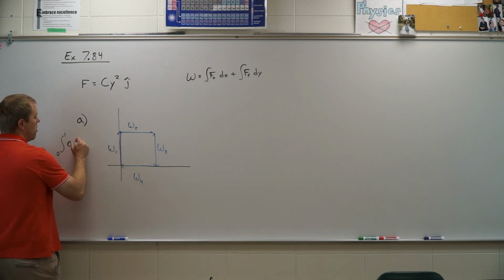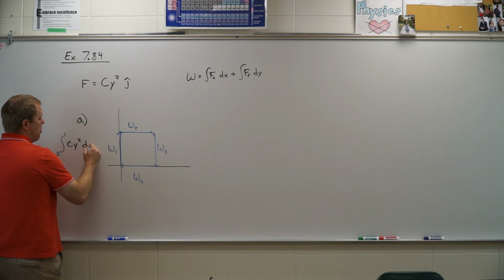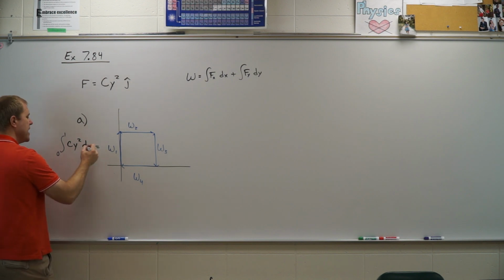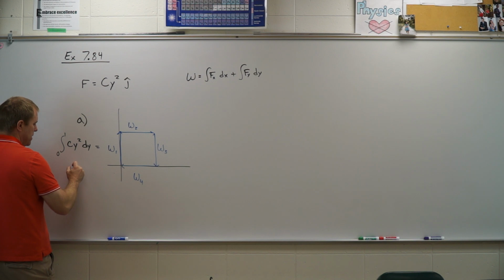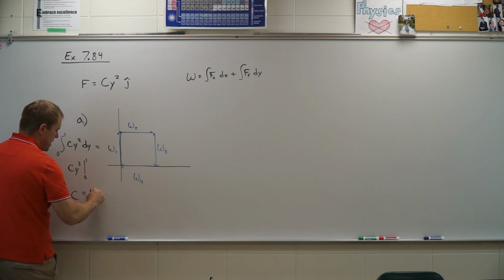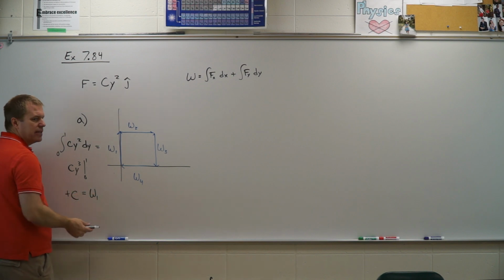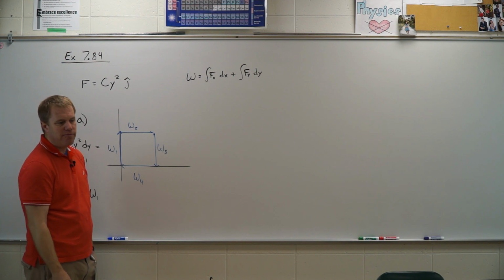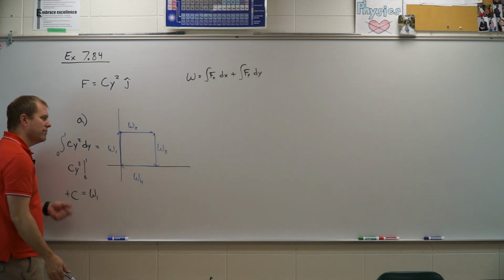So then I have cy squared dy. Go ahead, take that integral. We're going to be left with cy cubed evaluated from 0 to 1. And so we're just left with c as being work 1. So we did positive c. C is a negative value, it said, so really this is some negative number here.